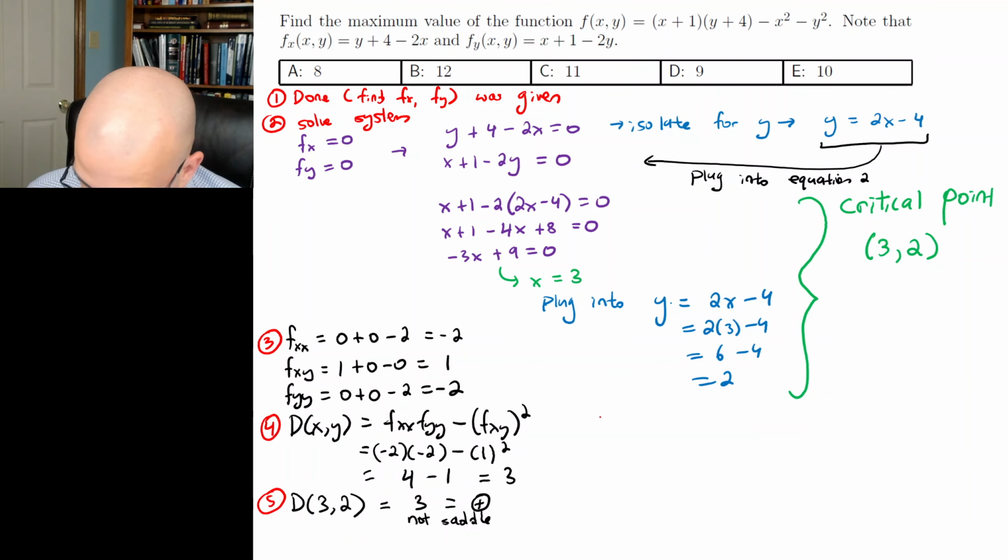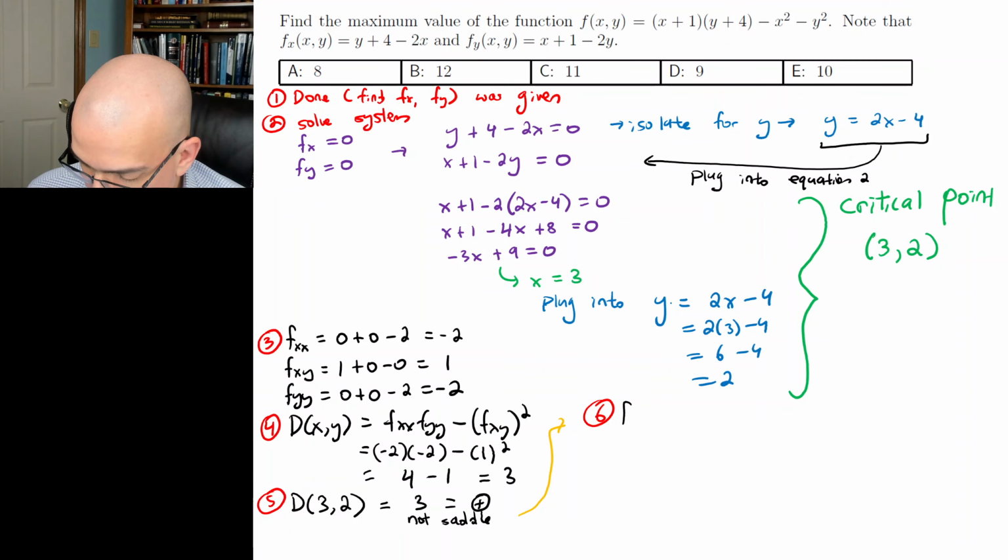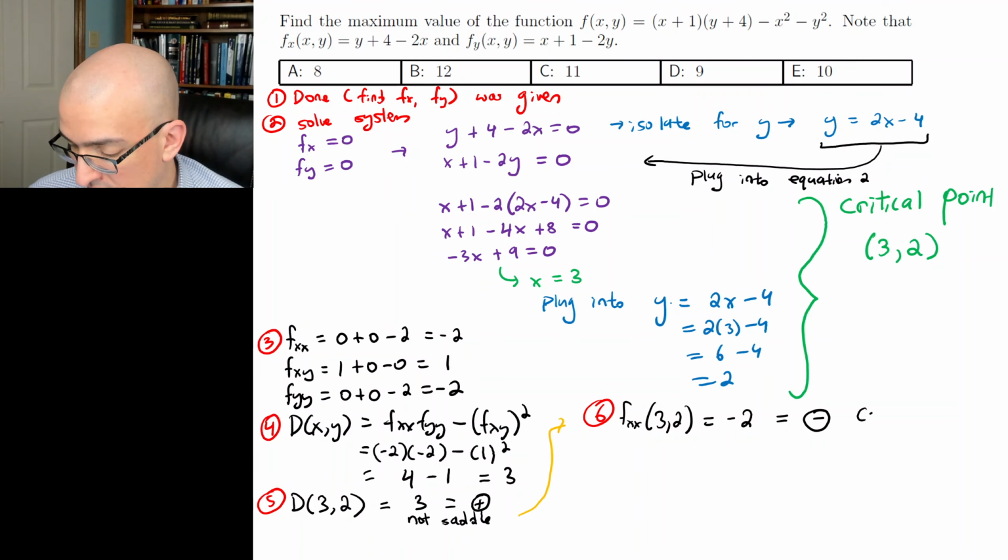Then we can do step 6. f double x x at 3, 2 is negative 2. So it's negative. It is concave down. That means it's a max.